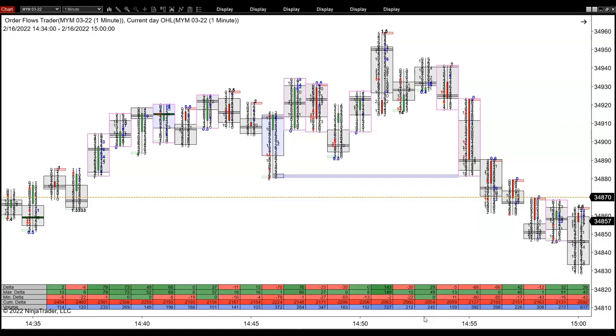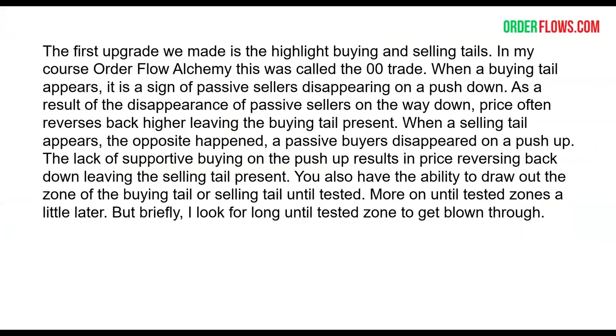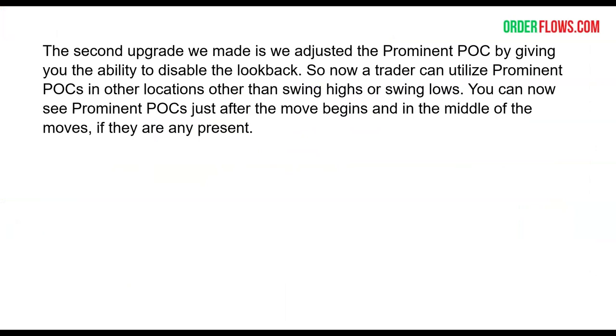Okay, so the next upgrade I want to talk about is the prominent point of controls. Prominent point of controls have existed in the Orderflows Trader software, but one of the criteria originally was that it had to appear at swing highs and swing lows. Sometimes we'd see these moves happen and think, that looks and smells like a prominent point of control, but it's just not a swing high or swing low, and as a result, we would skip them. So we made it so that you can use the prominent point of control anywhere, as opposed to just swing highs or swing lows.